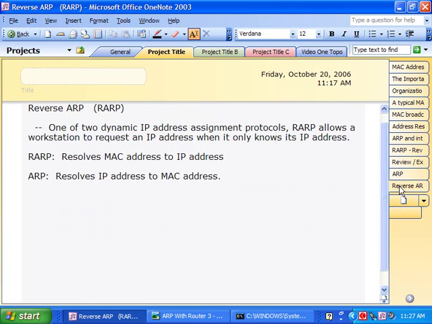And just one more mention here, reverse ARP and what it does. It is one of two dynamic IP address assignment protocols. And reverse ARP allows a workstation to request an IP address when it only knows its MAC address. So it's a MAC address that we're looking at there. Reverse ARP, again, I'm just comparing the two there for you. It resolves a MAC address to an IP address. The MAC address is known, the IP address is not, and of course that is on the local workstation. ARP is going to take a known IP address and resolve it to a MAC address of a remote device.